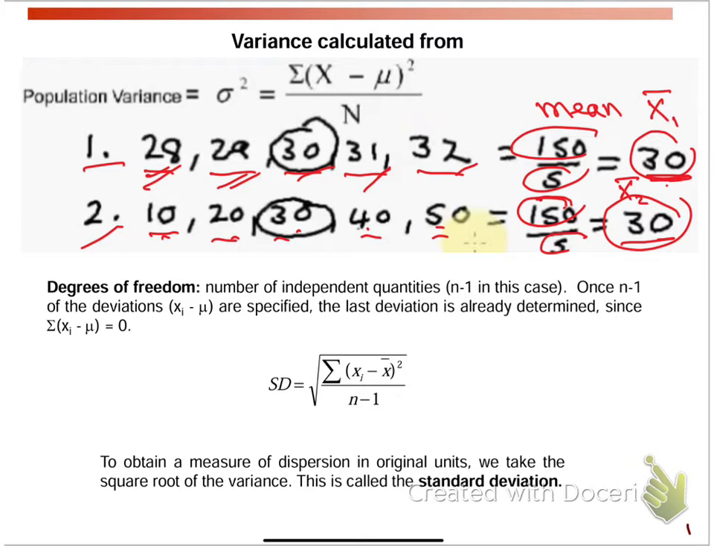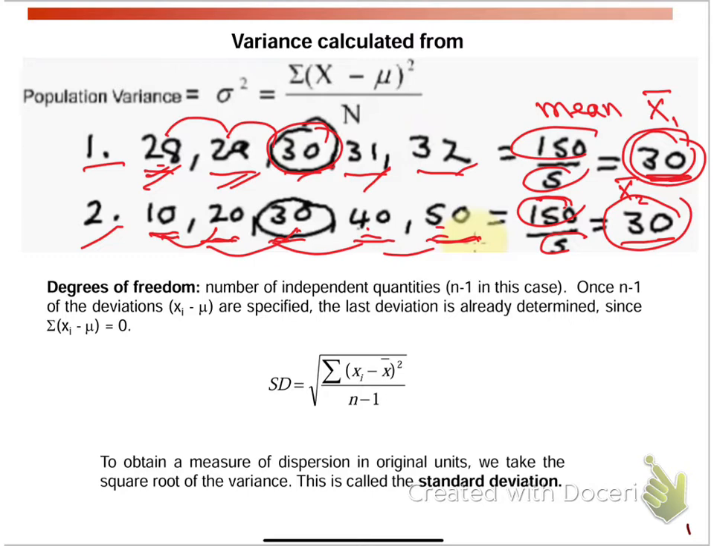But the data are spread out in the second set. Here it's 10, 20, 30, 40, 50, so the data are very spread. The gap between each one is 10, 10, 10. The data are spread out far away, but here they are closer. The mean is 30, but all of them are like one family, a very close family, or a closely clustered family.